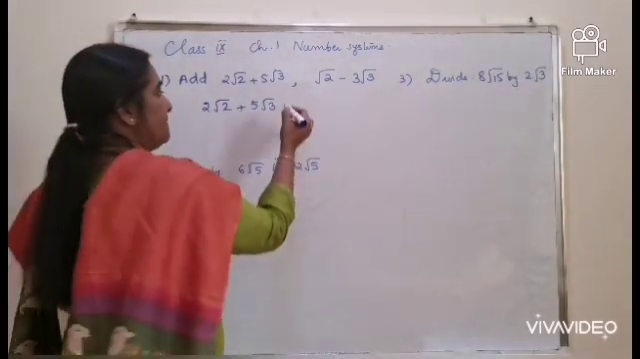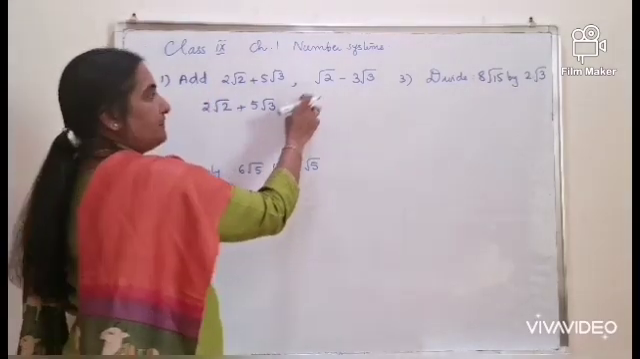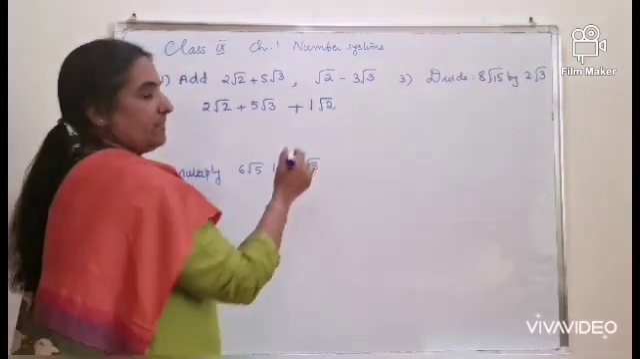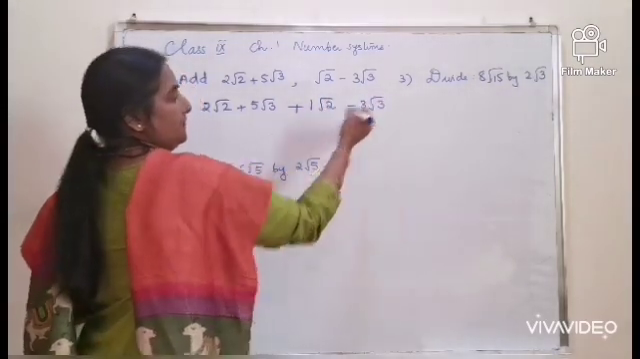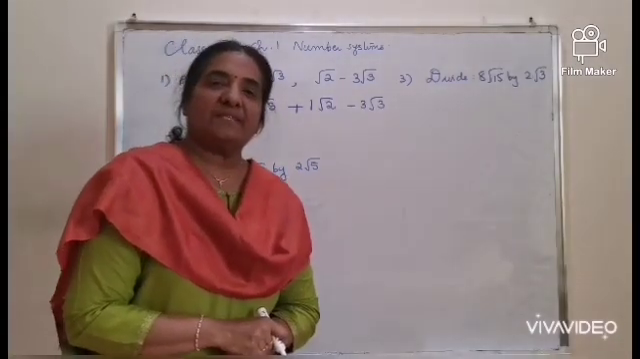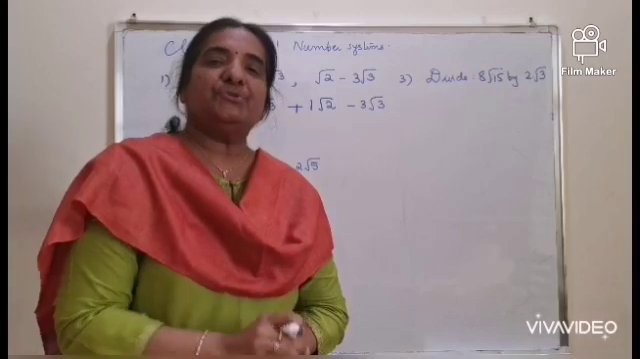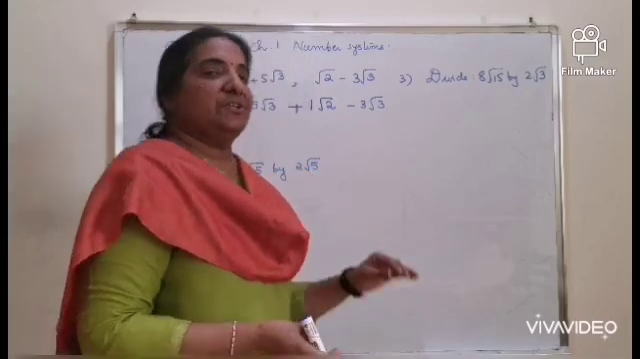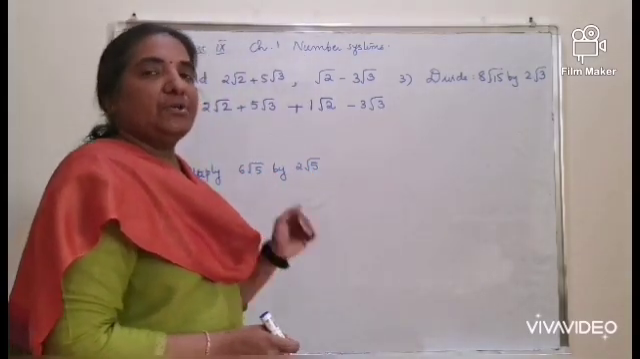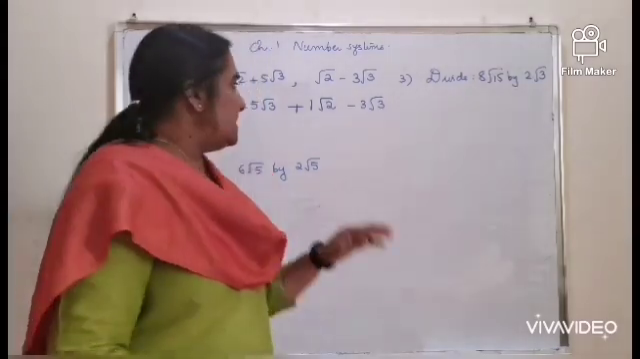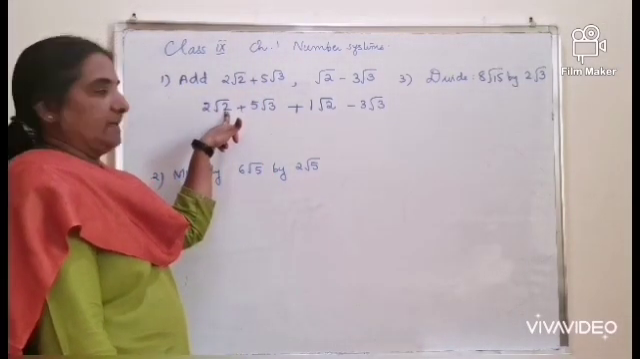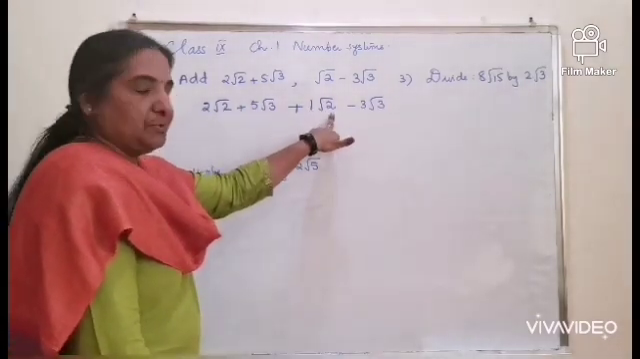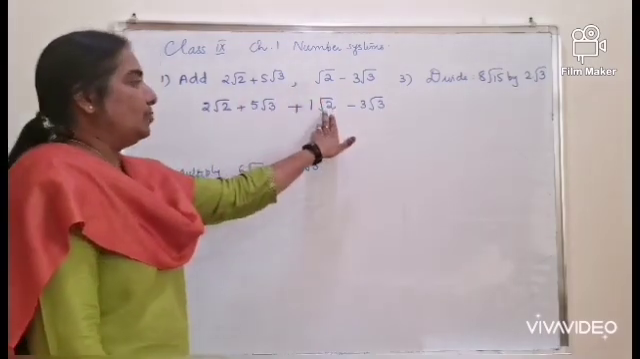The add sign shows plus. Root 2, which we know is 1 root 2, minus 3 root 3. Like when you have algebraic expressions to add, you add the like terms. Same way, when addition and subtraction is involved with irrational numbers, you will add the rational numbers with the same irrational factor. You can see here 2 root 2 and 1 root 2 have the same irrational factor root 2.